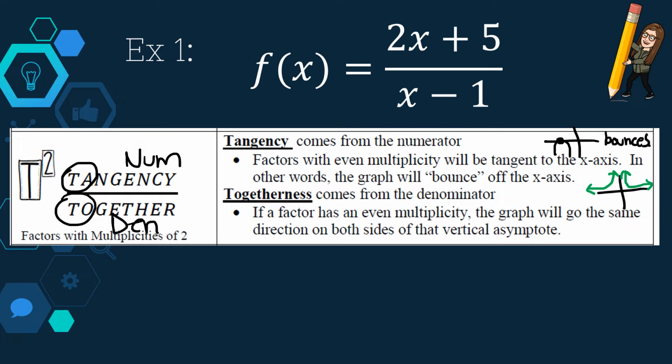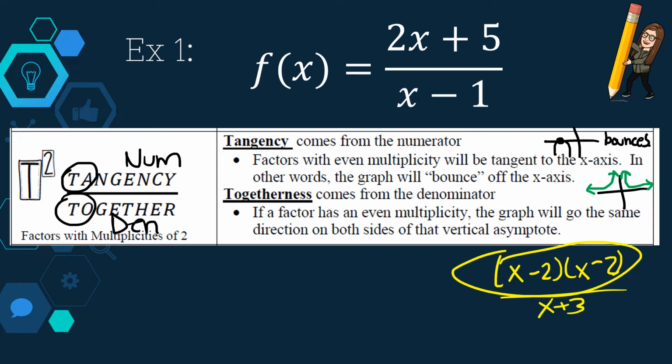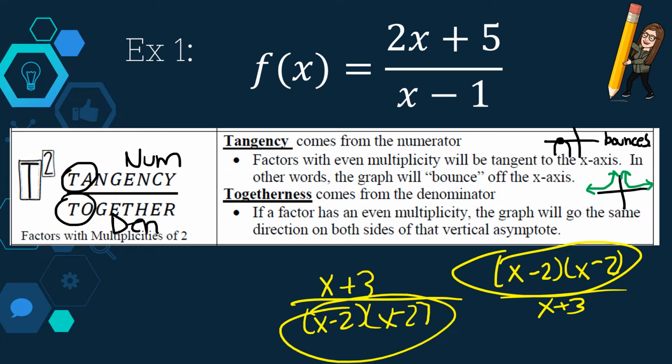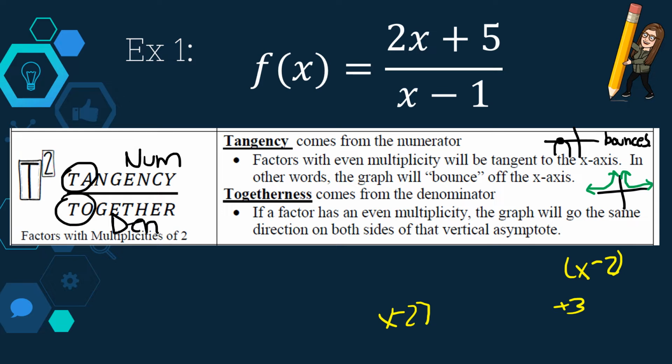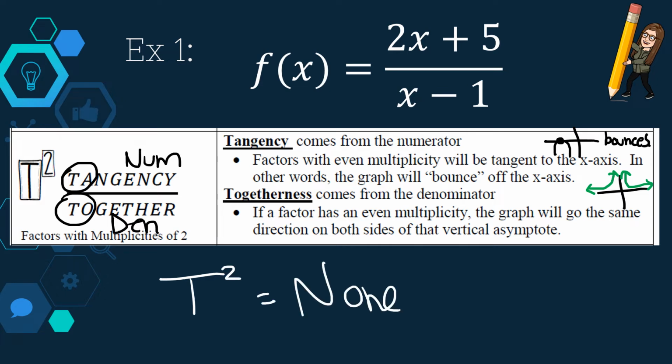Now, multiplicity means it's the same thing. For example, don't write this down. If I had x minus 2 over x minus 2 over x plus 3, we have the same factor twice. That's tangency. If I flip it around, this is the same factor twice on the bottom. That would mean togetherness. Now, on this particular example, nothing is doubled. There's no multiplicity. So next to t squared, we would just say none. You have to write something. So we're going to say none or no tangency, no togetherness.